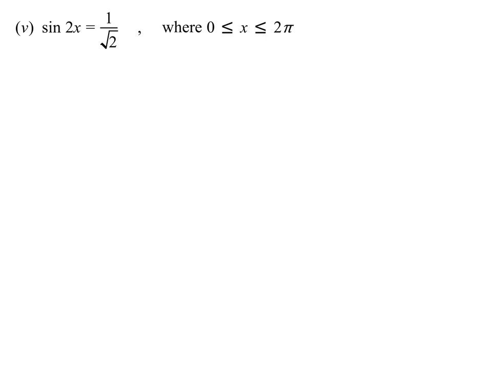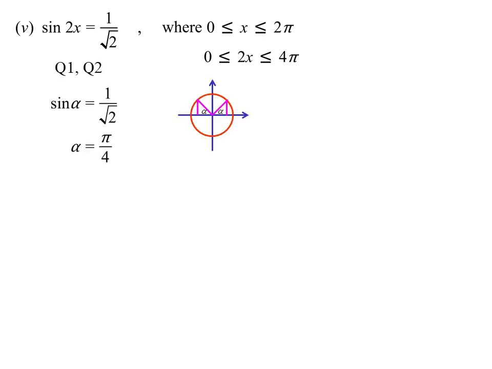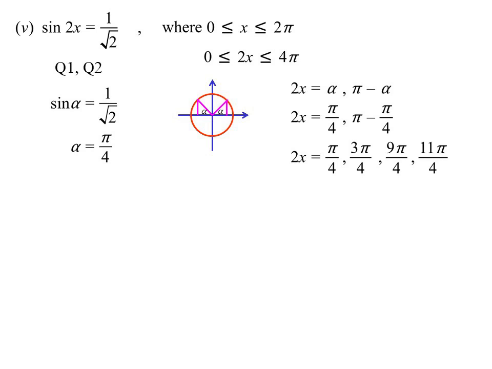Sine 2x equals 1 on root 2. Oh, okay. Well, if x is going between 0 and 2 pi, 2x is going between 0 and 4 pi. Right? Again, let's find our acute angle. It's pi on 4 for this one. 2x, but I'm going around twice, so I don't stop at pi on 4 and 3 pi on 4. I add on the other 2 answers as well. Add 2 pi to both of those. Divide everything by 2, we have our answers.